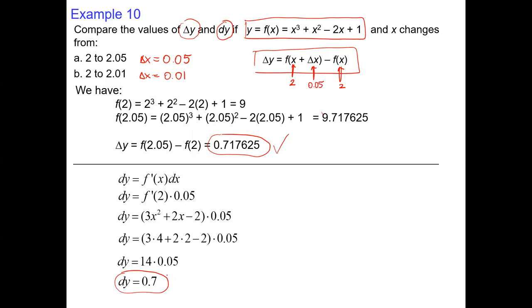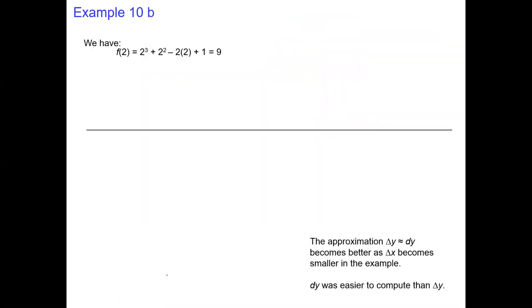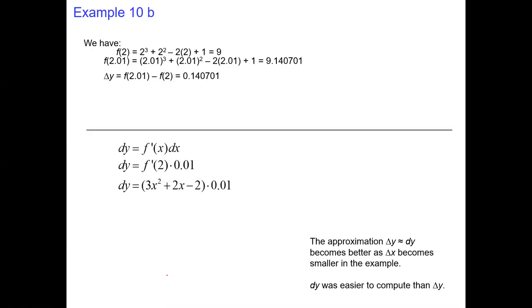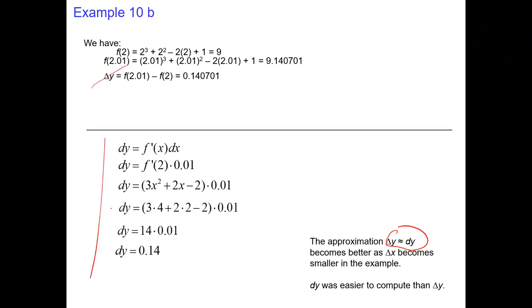I have the work for part B, the same thing: the value at 2, the value at 2.01, and the difference. Then the derivative at 2 times 0.01 gives 0.14. We can see they are almost the same. But this is the point: we will try to avoid computing this because it's too much calculation. This one is nice, beautiful work.